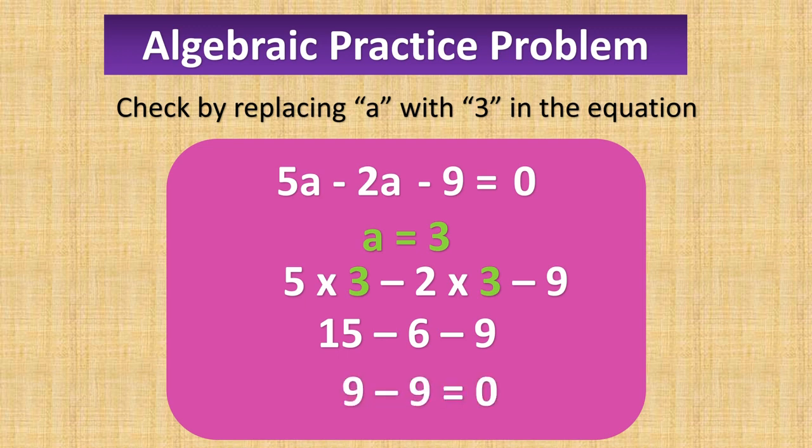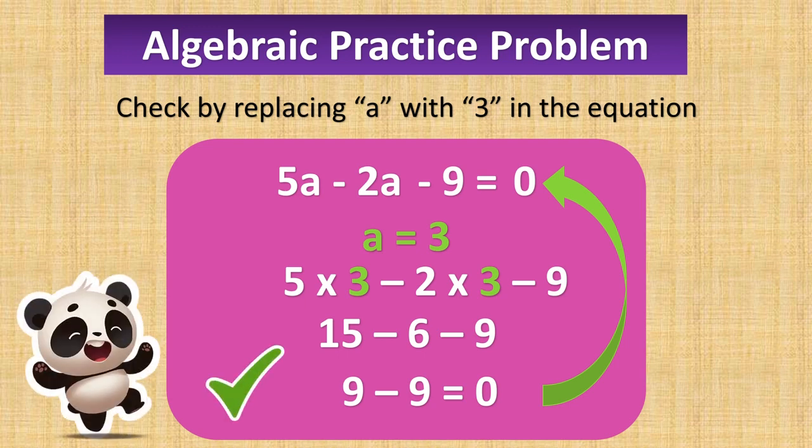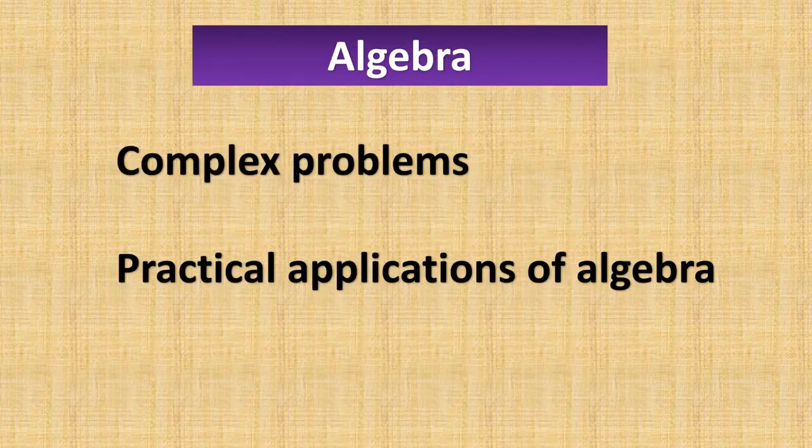So now we see that the left-hand side of the equation is 0, and the right-hand side of the original equation was 0. So if the left-hand side of the equation matches with the right-hand side of the equation, then the answer that you have calculated is correct, which in this case is a equals 3. So that's how you can do a quick check on the calculated value of the variable.